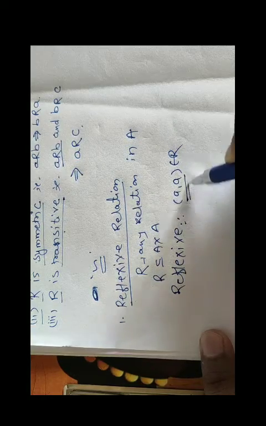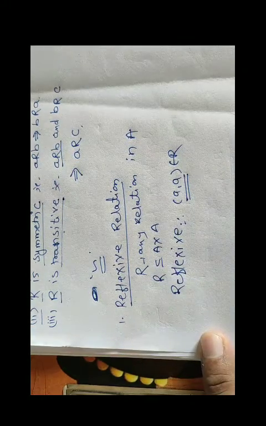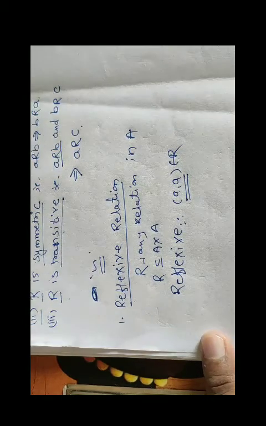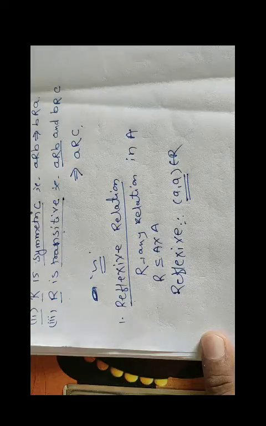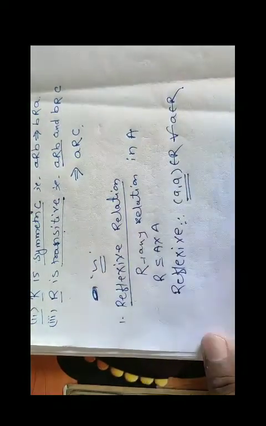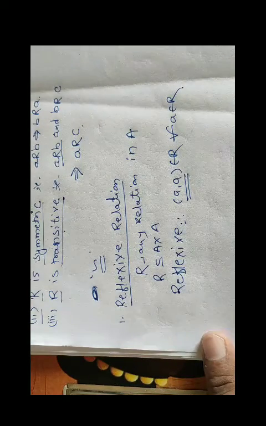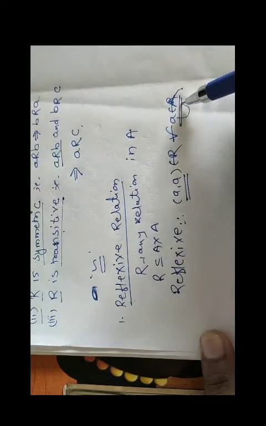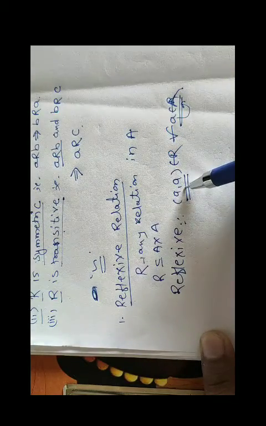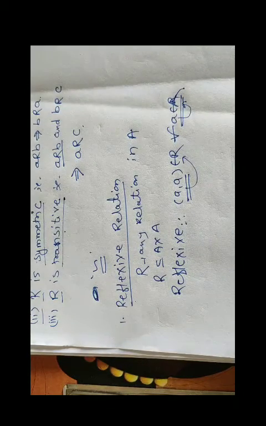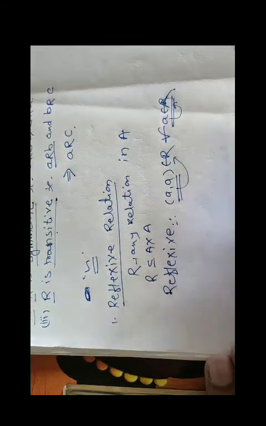A relation is a set of ordered pairs. So any ordered pair (a, a) belongs to R, where a belongs to A. If a belongs to A, then the ordered pair (a, a) must be in R. Such a type of relation is called a reflexive relation.